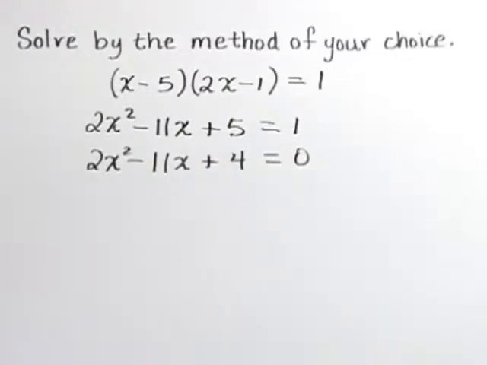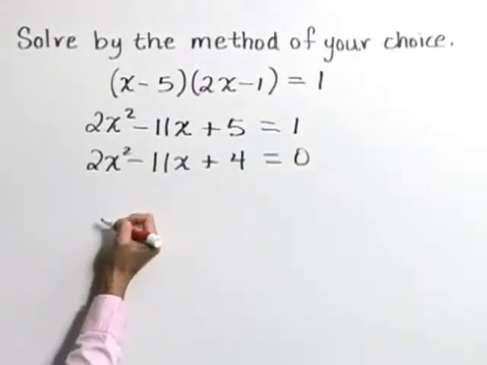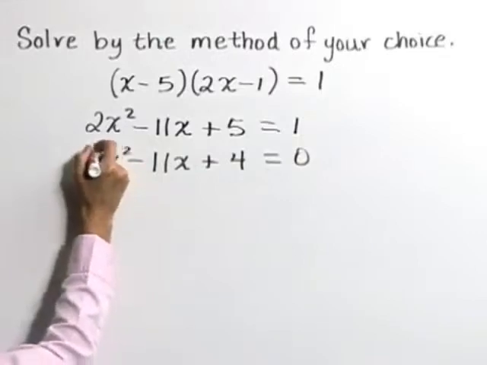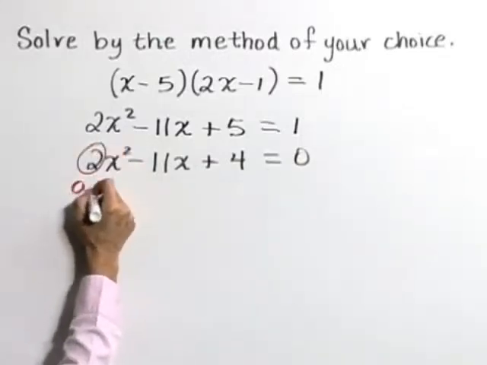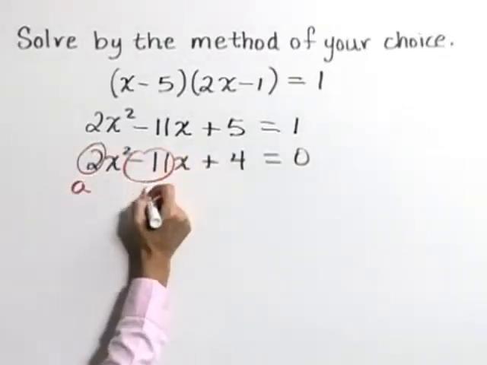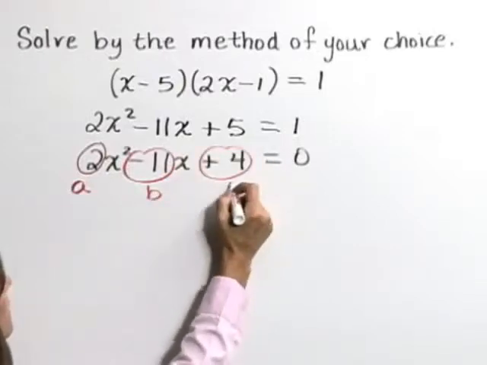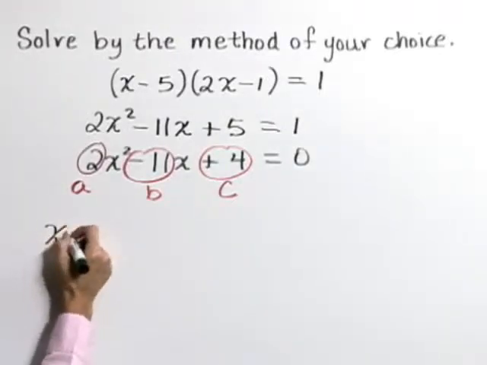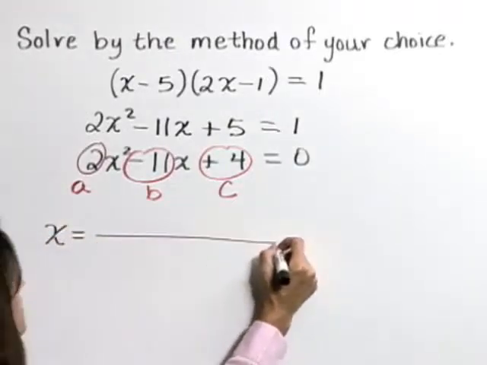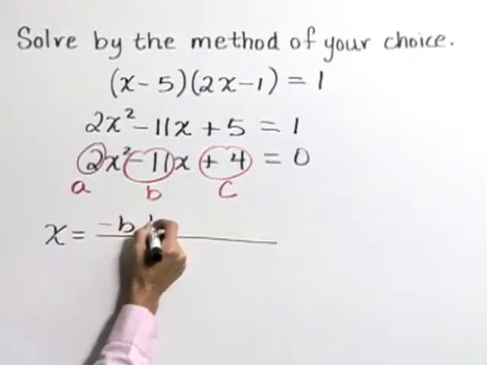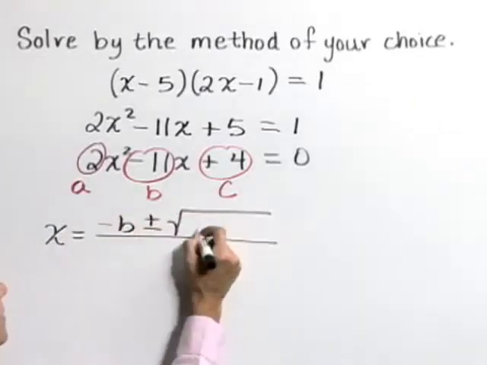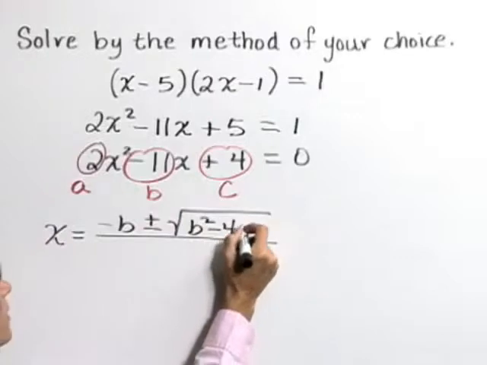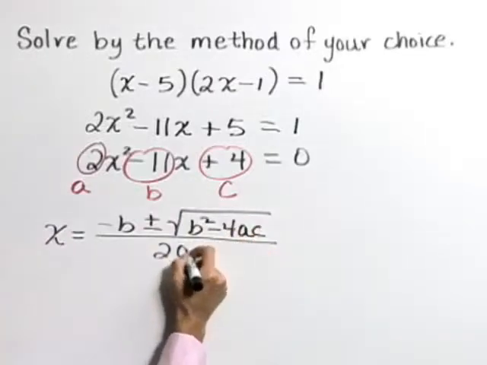I'm going to go ahead and solve this equation now by using the quadratic formula. So let's identify our values for a, b, and c. Write your quadratic formula next. x is equal to negative b plus or minus the square root of b squared minus 4ac, all over 2a.